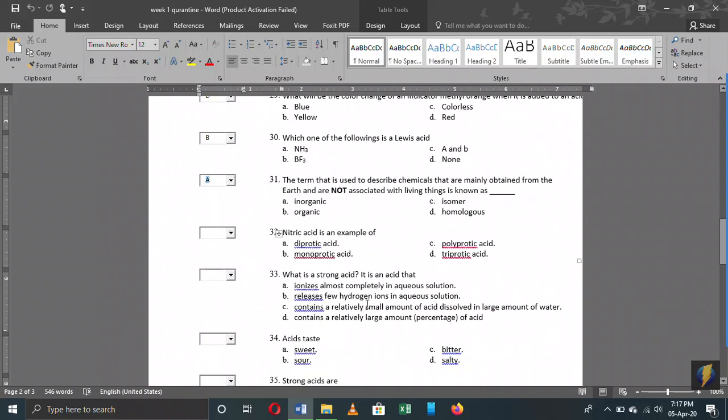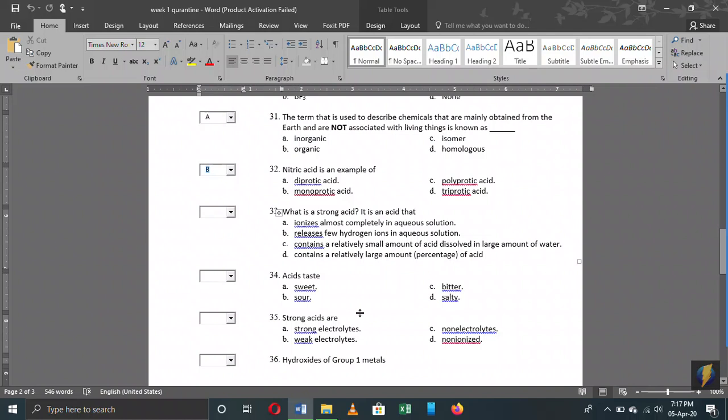Nitric acid is an example of, we know the formula for nitric acid is HNO3, so there is only 1 hydrogen. So when it dissolves in water, it will give just 1 hydrogen to the water. We know that it will be monoprotic, so the correct answer is B over here.